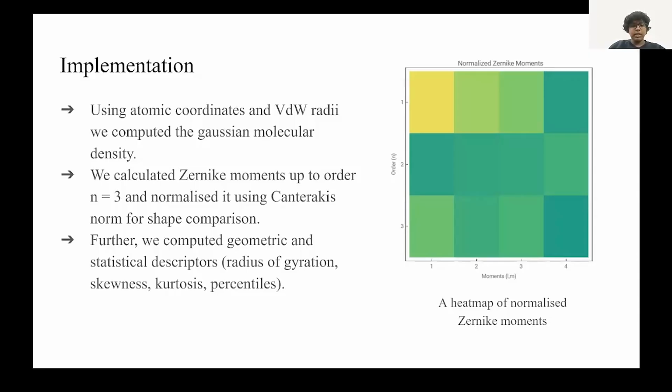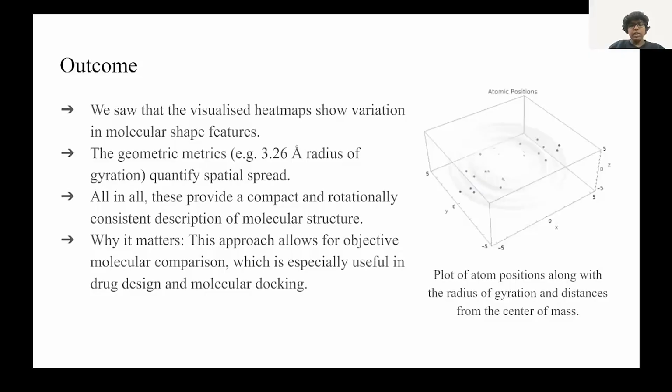And the heat map you see here represents the normalized Zernike moments, and it visually captures how different molecular shapes vary in structure. So yeah, the molecule is shown here as well. It has a radius of gyration of about 3.26 angstroms, meaning that's the average atomic spread from the center of mass. So altogether, these results give a compact and rotationally consistent description of molecular geometry, which provides an advantage in drug design and molecular docking, especially in cases where accurate shape comparison matters.